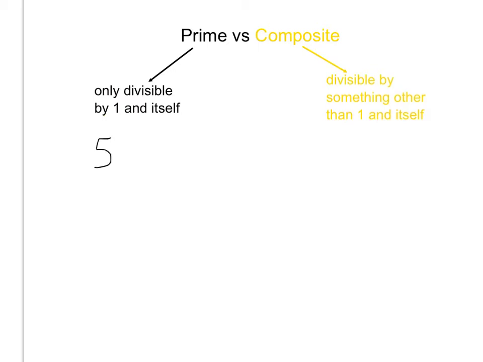Well, I can't divide 5 by anything. Okay, I can divide it by 1, because 5 divided by 1 is 5, right? And I can divide it by itself. 5 divided by 5, that's 1, okay? But what about 5 divided by 2? That doesn't divide evenly. Okay, that gives me a fraction or a decimal. And when we say only divisible, that means it doesn't divide evenly. There's nothing that divides evenly into it. Okay, so 5 would be a prime number.